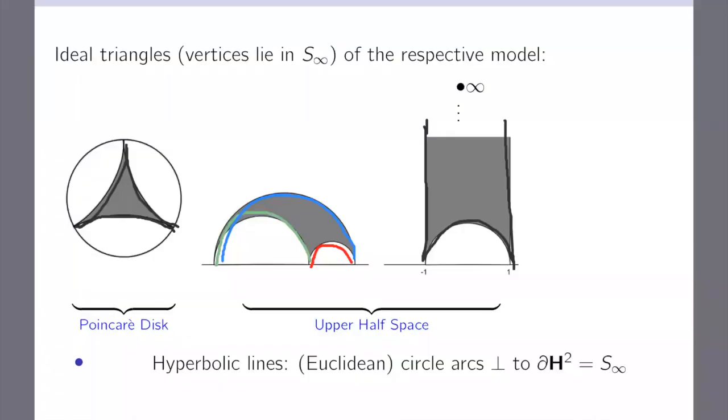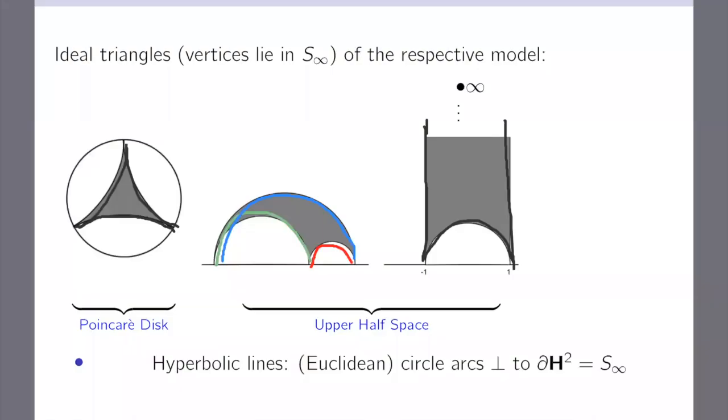Okay, so ideal triangles in H2, the hyperbolic plane. That's one kind of triangle we can look at. What does that mean? What does ideal mean? It means that at least one of the vertices lies on the boundary of the space, okay? And here in each of these examples, for whatever model we're looking at, we have all vertices lying on the boundary of that respective model.